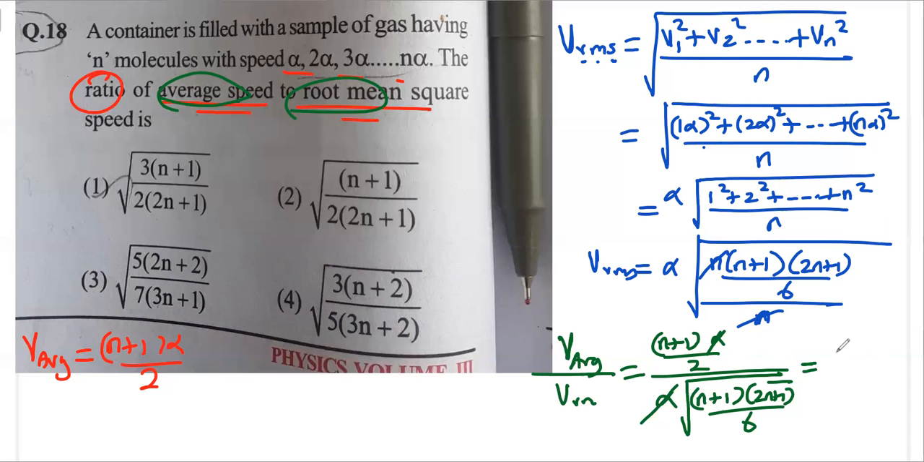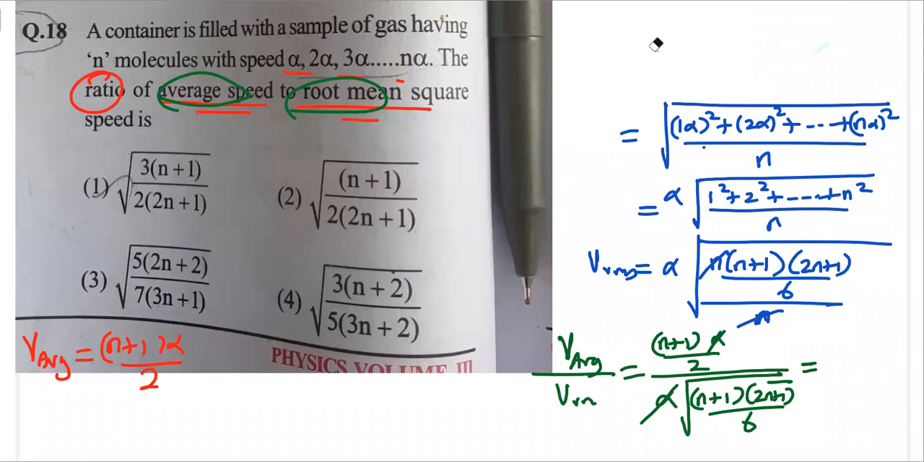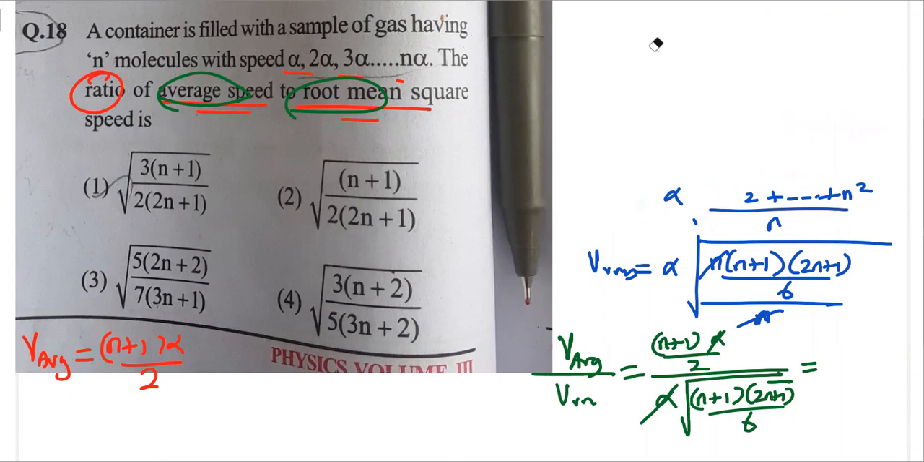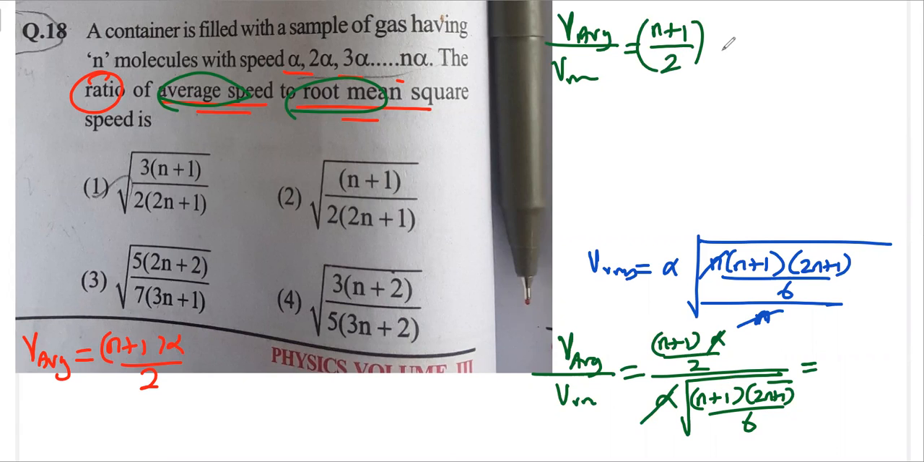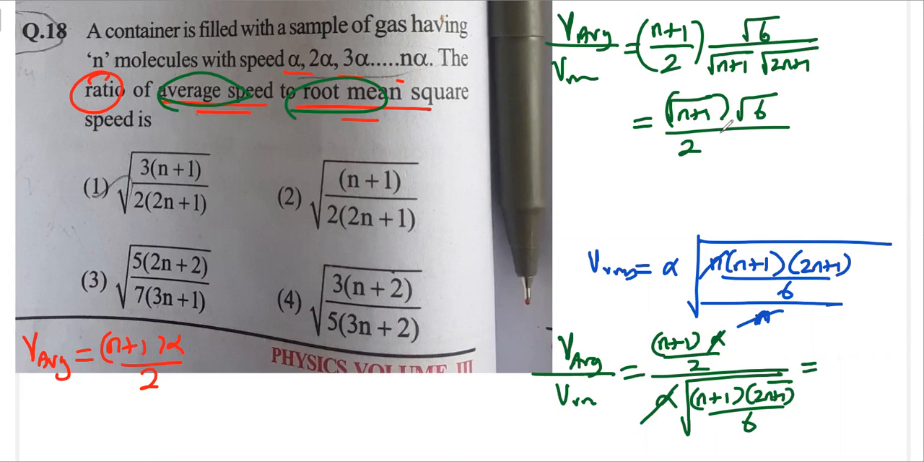I don't know whether you're okay with this. I'm running short of space. Okay, I'm continuing it over here. So V average by V RMS is equal to n plus 1 by 2. Rearranging, in the denominator I have root of n plus 1 root of 2n plus 1, and above root 6. You see, I can cancel this one term. In the numerator, root of n plus 1 root 6 by 2 into root of 2n plus 1. This is what I'll get.